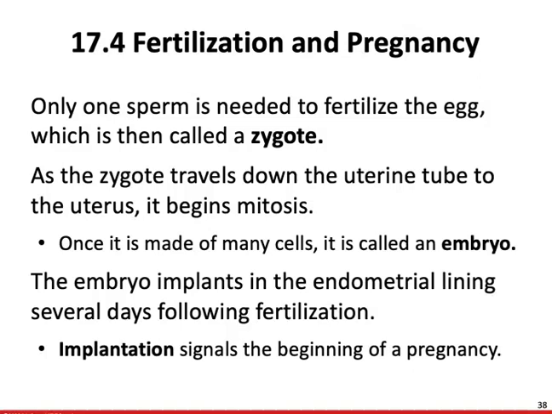The endometrium is now going to be prepared to receive the developing embryo. If that embryo is developing as it should, it's going to implant in the endometrial lining several days following fertilization. Implantation is going to signal the beginning of the pregnancy. An abortion may be spontaneous, referred to as a miscarriage, or induced. Both of these are going to end with the loss of the embryo or fetus.